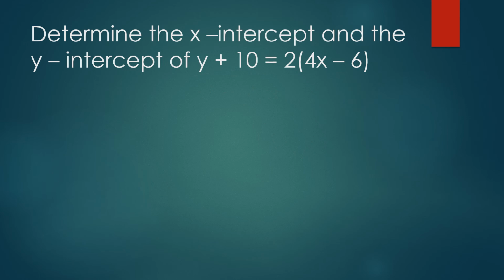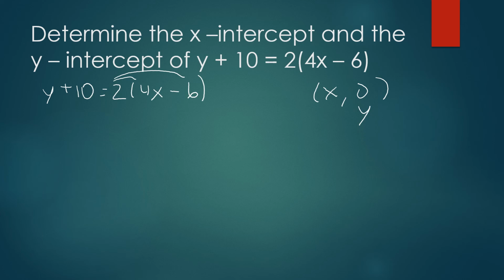Alright, now we're going to find the x-intercept of this equation. So remember, the x-intercept is written as (x, 0), where 0 is y. So y plus 10 is equal to 2 times 4x minus 6. I need to get rid of these parentheses, so I'm going to multiply using the distributive property. So 2 times 4 gives me 8x. 2 times negative 6 gives me negative 12. Is equal to y plus 10.